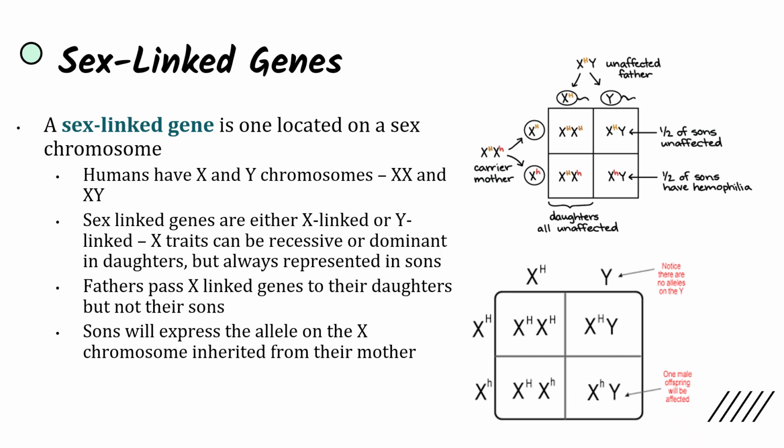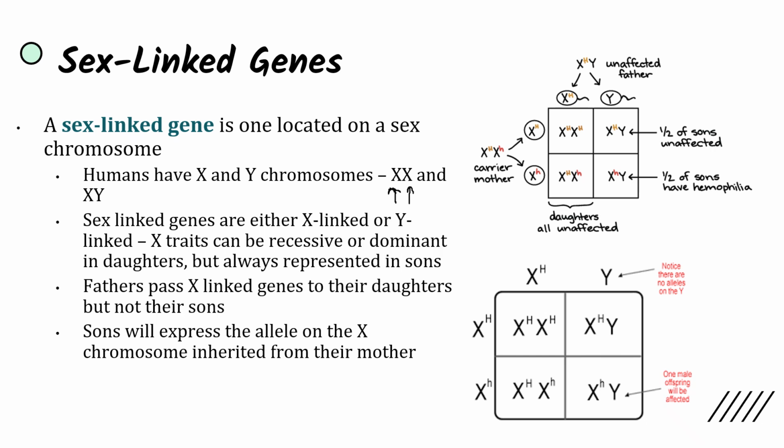And sex-linked genes are either linked to the X chromosome or to the Y chromosome, although more commonly to the X chromosome. And the X chromosome traits can be recessive or dominant in daughters because daughters are going to have two X chromosomes. So let's say this is a recessive disorder. If the daughter is heterozygous, then she will not be affected by the disorder because there is another X chromosome which can be dominant, which will balance out or express dominance over the recessive trait.